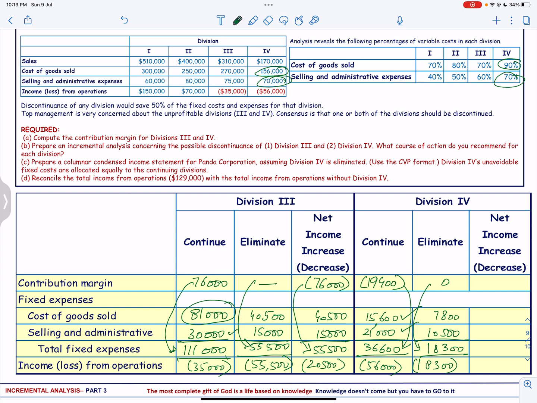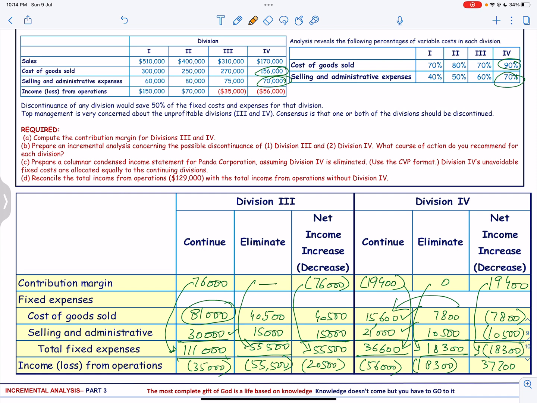Then we look for the net increase or decrease. Now if there is a negative contribution margin, if we eliminate, this becomes positive 19,400. This becomes 7,800 is the saving, 10,500. So the total here for the fixed cost is 18,300. Now 19,400 minus, and minus becomes plus, so this will be 37,700. I can put this in negative there to avoid any confusion. So 19,400 minus negative 18,300, minus becomes plus, this will be 37,700.